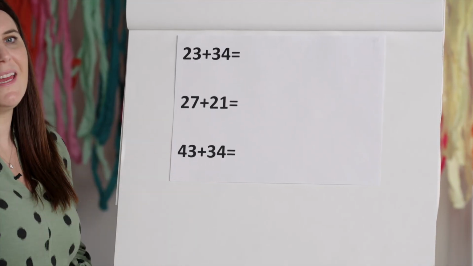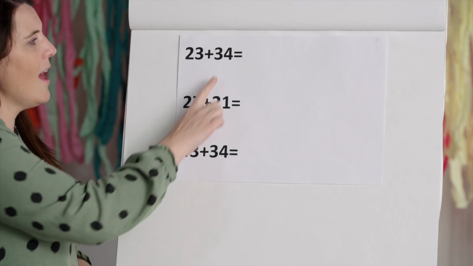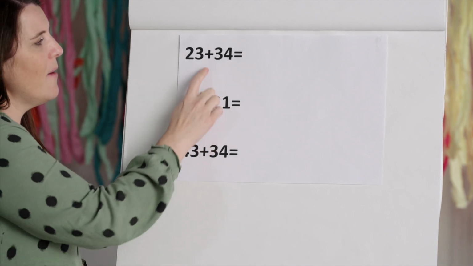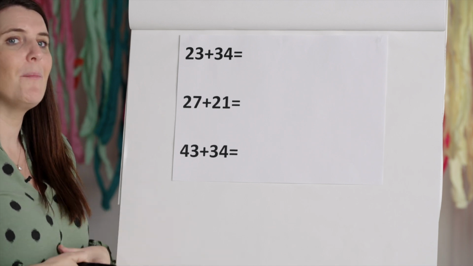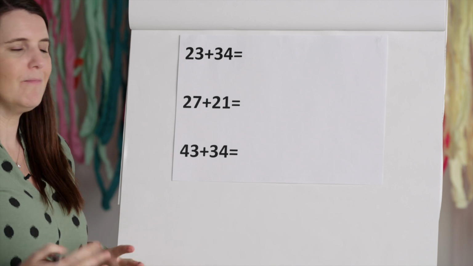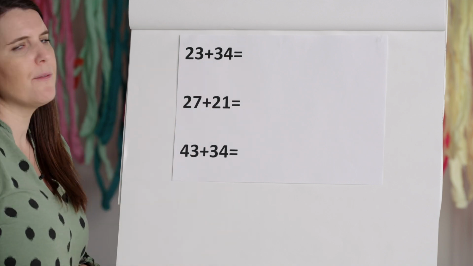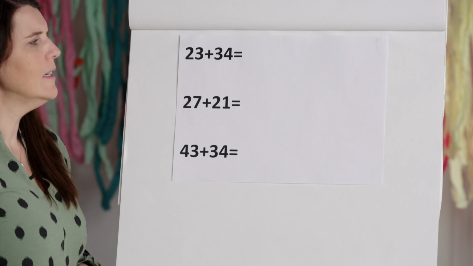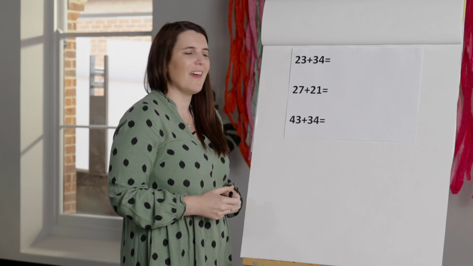I have 3 different sums, 3 different number sentences. I can see with our plus sign that they want me to add these numbers together. So that means when I add them together, I'm going to get a bigger total. So let's start with our first one. I have 23 plus 34. I'm going to use a number line to help me add these numbers together.